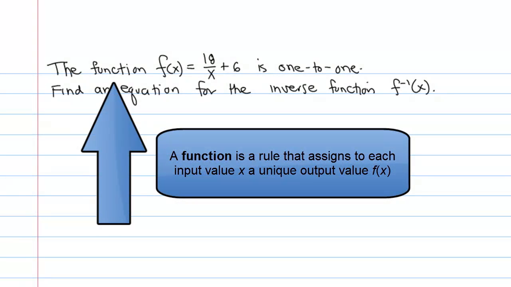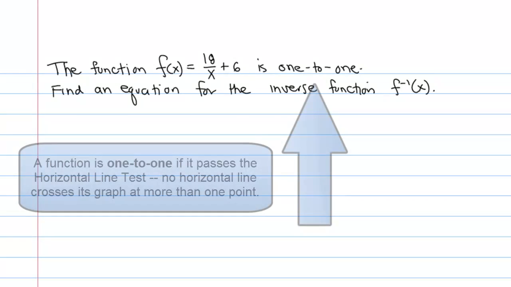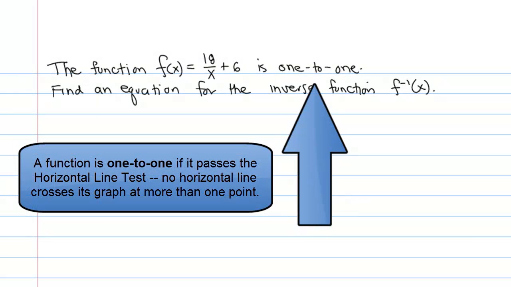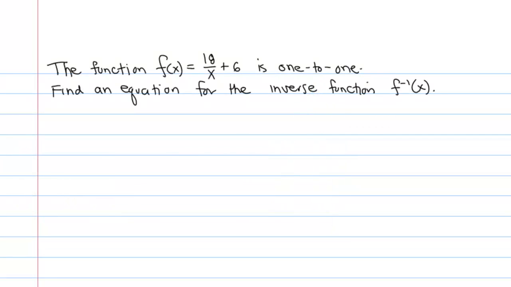Now a function I know is a machine that converts inputs to outputs, so this function right here takes any input value x and returns the value 18 divided by x and then adds 6 to it. For a function to be 1 to 1 means that it passes the horizontal line test. That is, no horizontal line intersects the graph more than once.